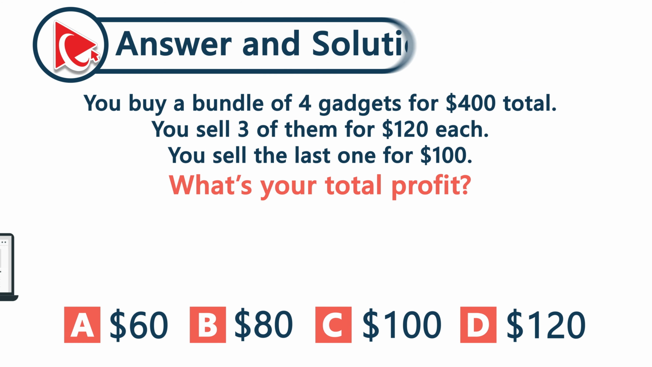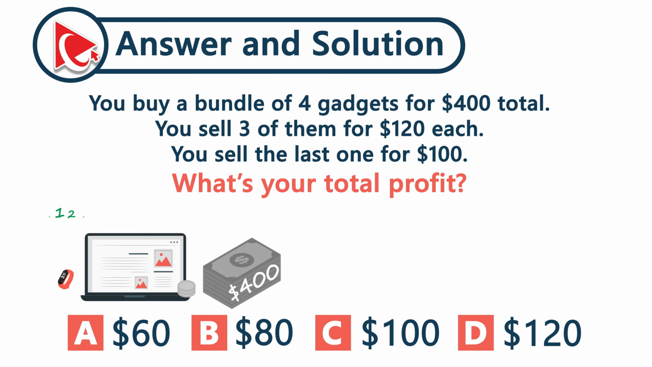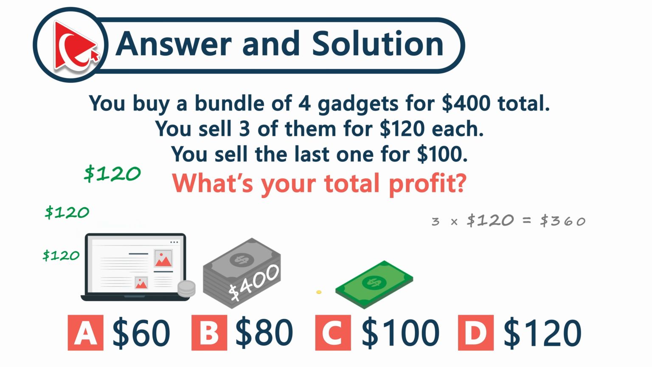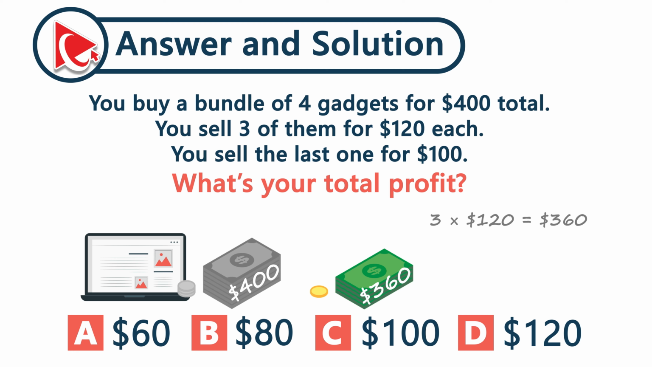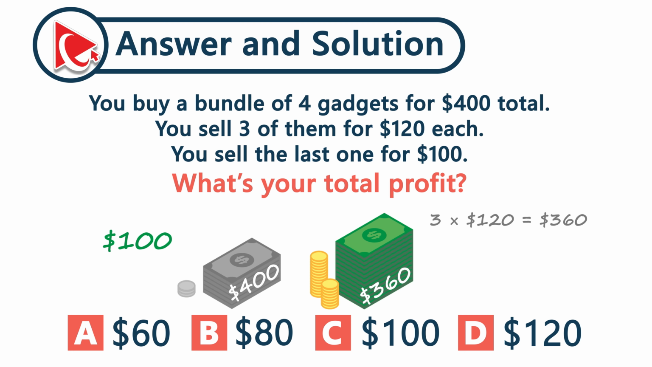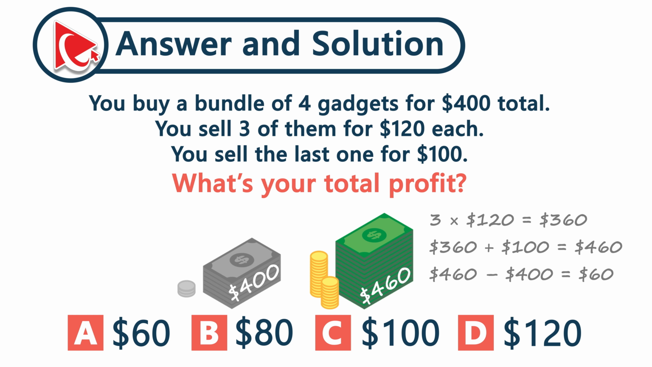You spent $400, that's your total cost. Then you made $120 from each one of the first 3 gadgets. 3 multiplied by $120 is $360. Then you sold the fourth one for $100. Altogether, you brought in $460 in revenue. Now let's subtract: $460 minus $400, and the result is $60. So the final answer is choice A.